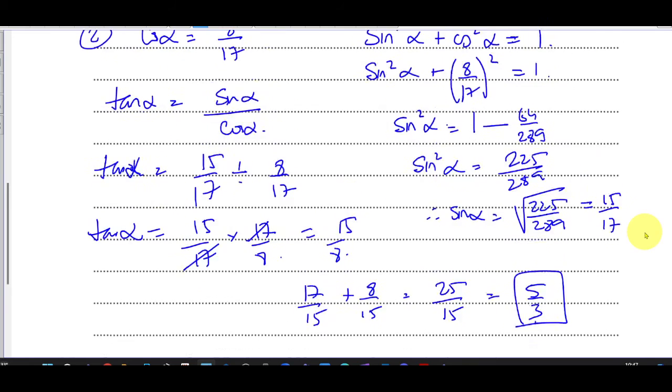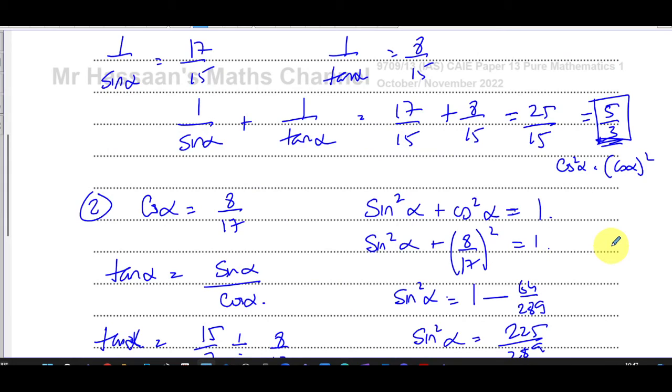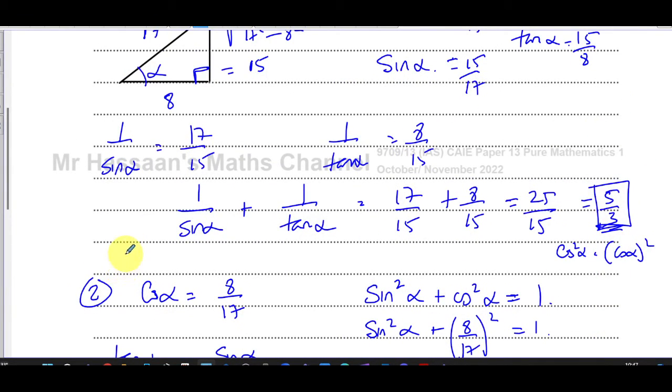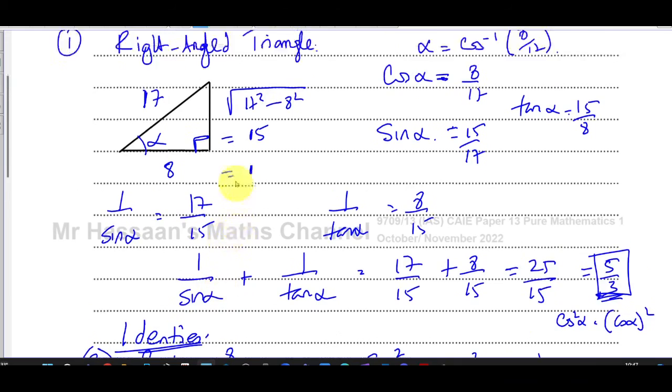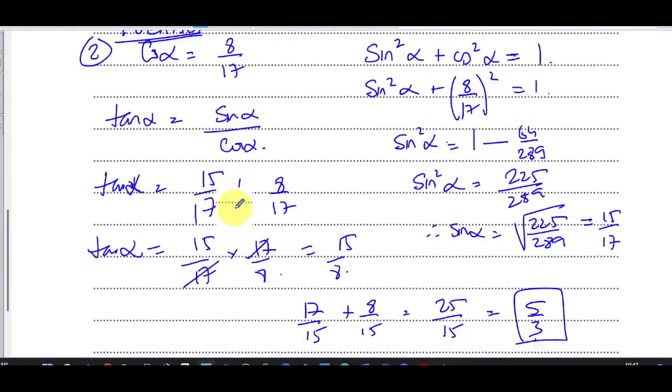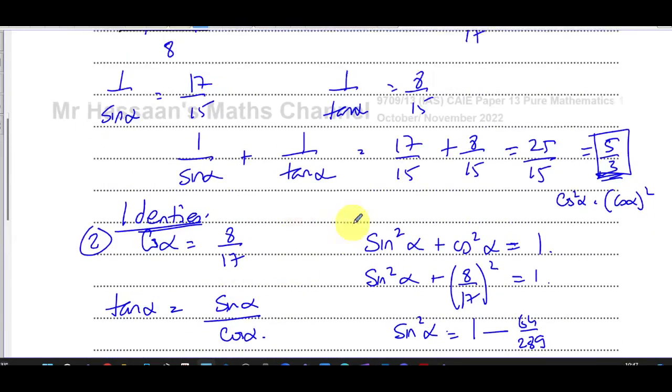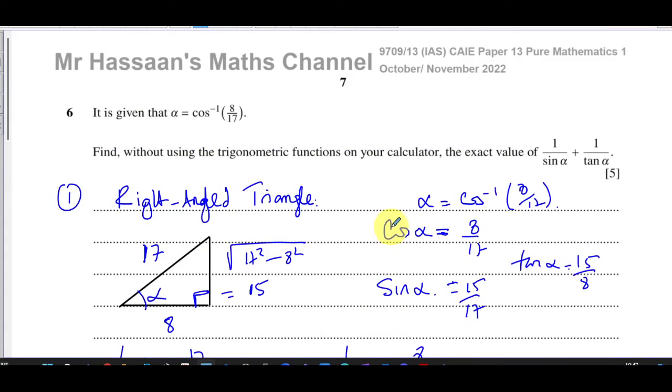You get 5 over 3. So that's two ways of doing it. One is using identities, and one is using triangles. This way is using trig identities, and that's using a right angle triangle. Both ways are perfectly fine, and will get you the full marks.